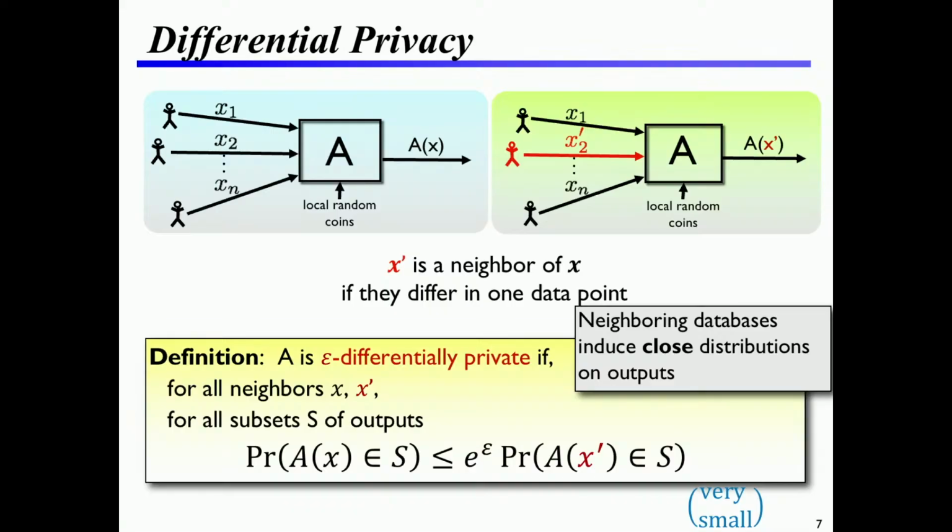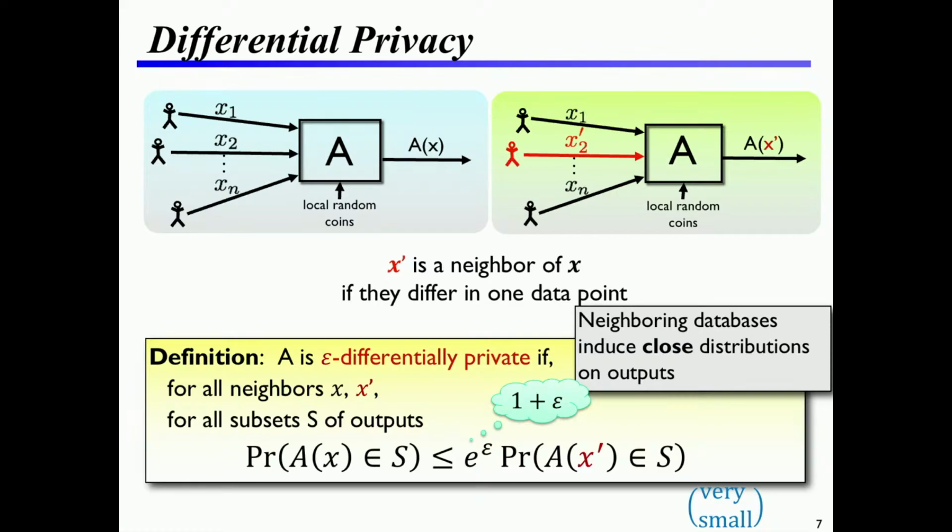The definition goes like this. For every pair of neighboring data sets, and for every event in the outcome space, or any measurable subset of outputs, the probability of this event occurring when the true data is x, let's say without my real data, versus the probability that it occurs when my data is used, should differ by a small multiplicative factor. The size of this multiplicative factor is controlled by the parameter epsilon, and you should think of it as 1 plus epsilon, although it's mathematically convenient to work with e to the epsilon. When epsilon is small, these are more or less the same. When epsilon is big, they're not.